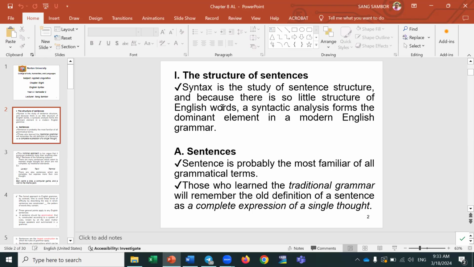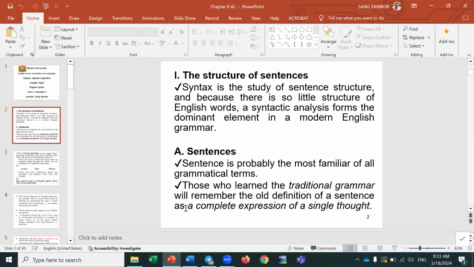Since we know that syntax is the study of sentence structure, now let's look at the sentence. Sentence is probably the most familiar of all grammatical terms. Those who learn traditional grammar will remember the old definition of a sentence as a complete expression of a single thought. This is how we define the sentence in traditional English grammar.